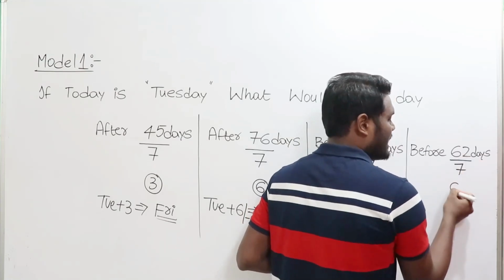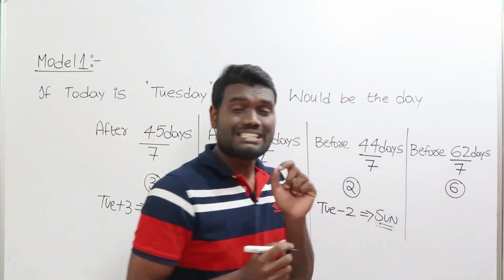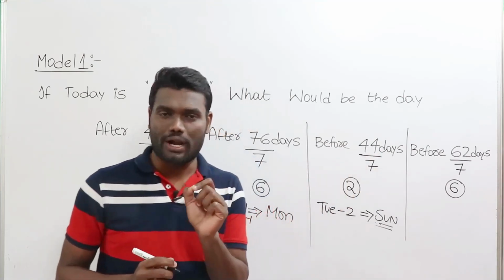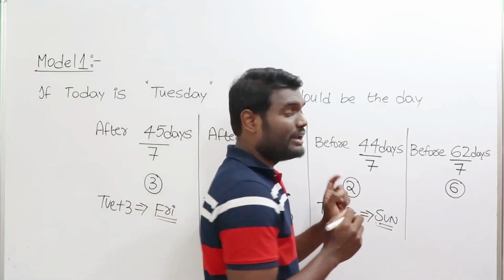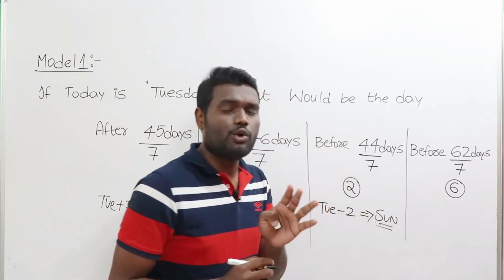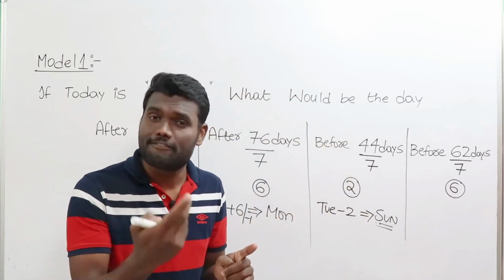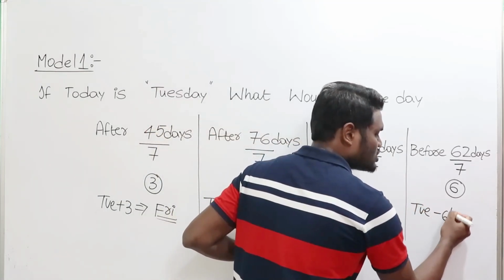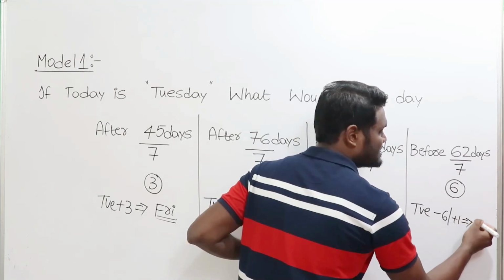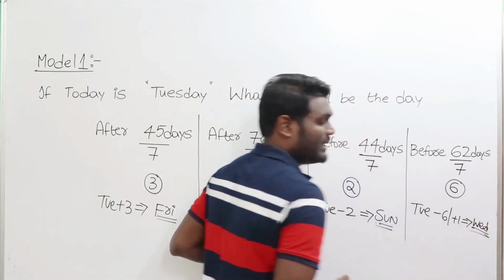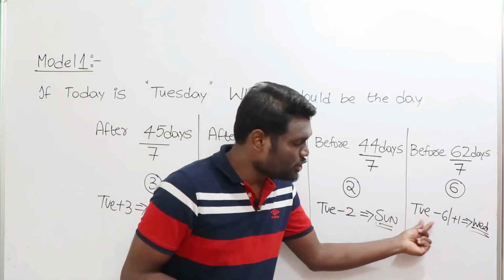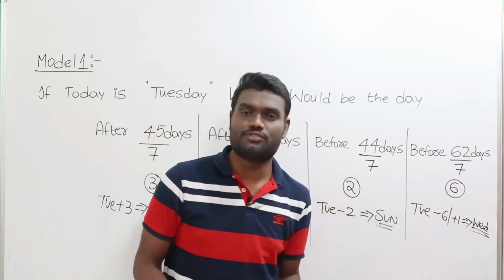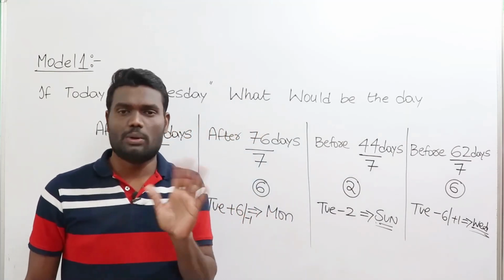In 62 days, number of odd days will be 6. Why? Because 7 times 9 is 63, but 62 means we have 6 odd days. So 6 odd days means we need to go 6 days back. Now we already know that 6 days back or 1 day front, both will be the same. So this will be Tuesday minus 6 or plus 1. Both of them will be the same. So we can say that it is going to be Wednesday. Either you can do Tuesday minus 6 or you can do Tuesday plus 1 as well. So Tuesday plus 1, this will be Wednesday, or Tuesday minus 6, this will be Wednesday.